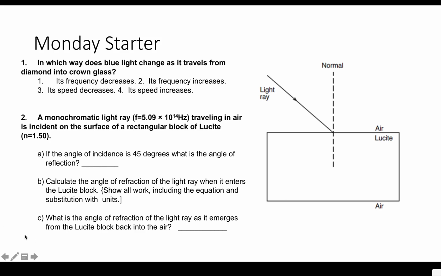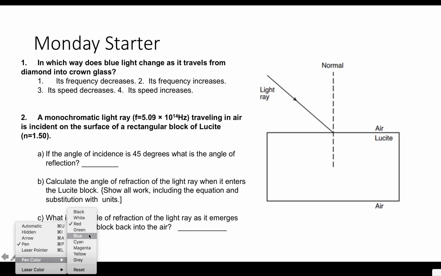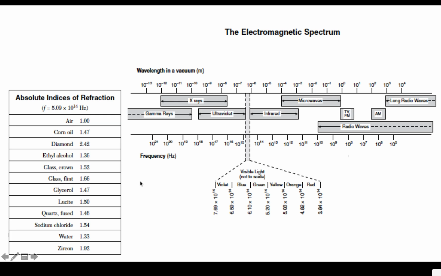It asks, which way does blue light change as it travels from diamond into crown glass? So anytime we're talking about light, we want to make sure we talk about the indices of refraction. Remember, the indices of refraction are found in your reference table, and that can be noted on this slide. I wasn't able to get a great picture, but here's your indices. Remember, air is the speed of light, and as we get more dense, like into diamond, we see that light slow down.